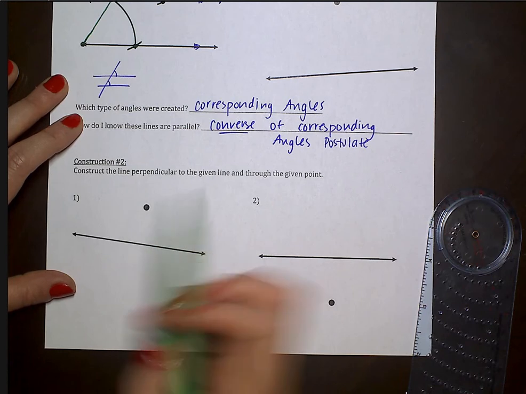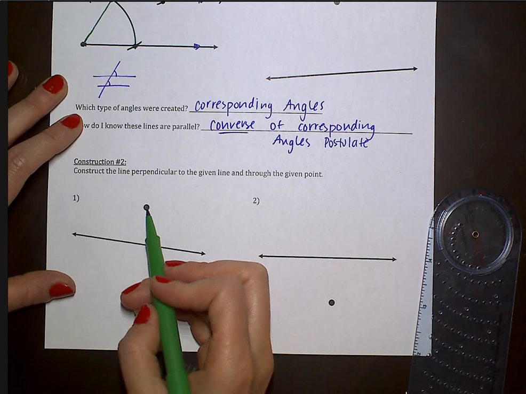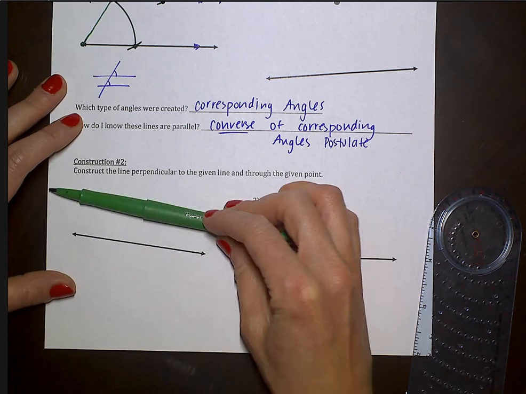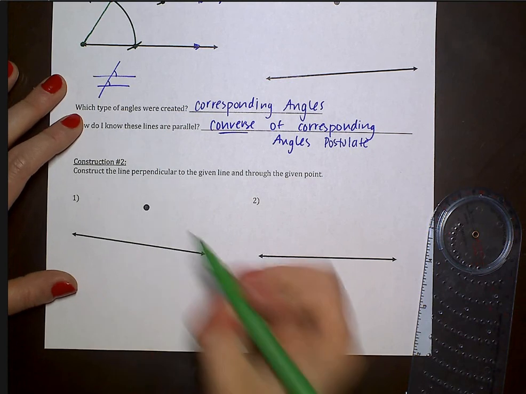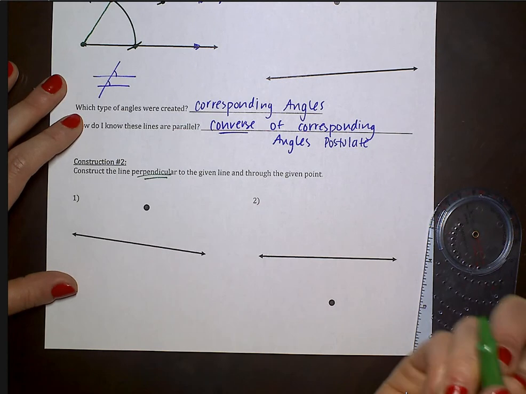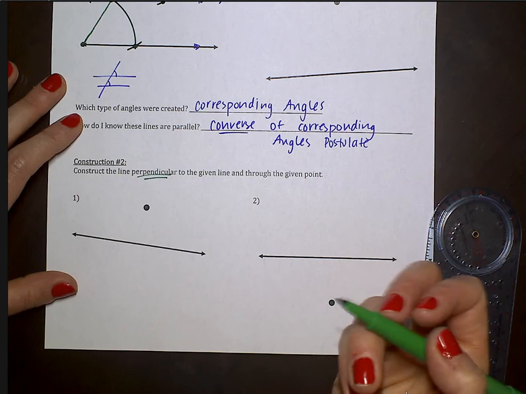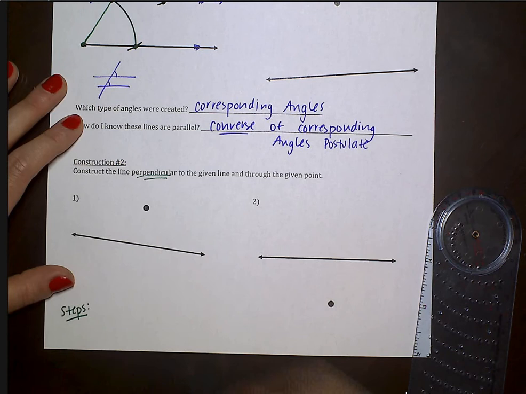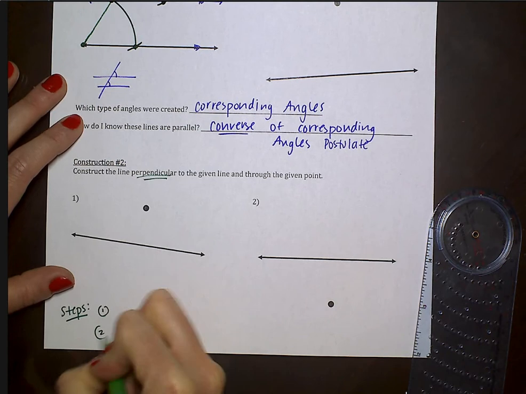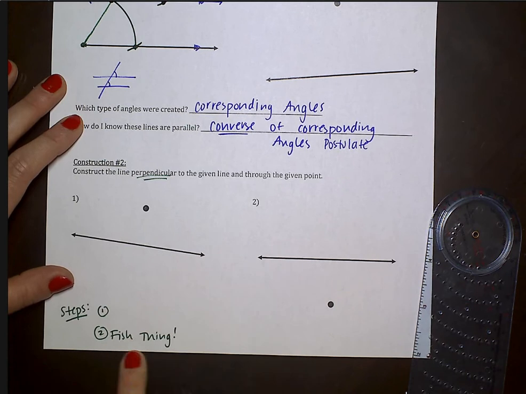This construction, we want to make a line perpendicular to the line given that goes through this point. So instead of my line looking like this, I want it to look like this. Okay, so that's my goal. If you guys remember when we did perpendicular bisector lines in the first unit, we did the fish thing. So it's the same kind of deal here, and I'll put like 2 steps before you do the fish thing. Fish thing is the second thing here.